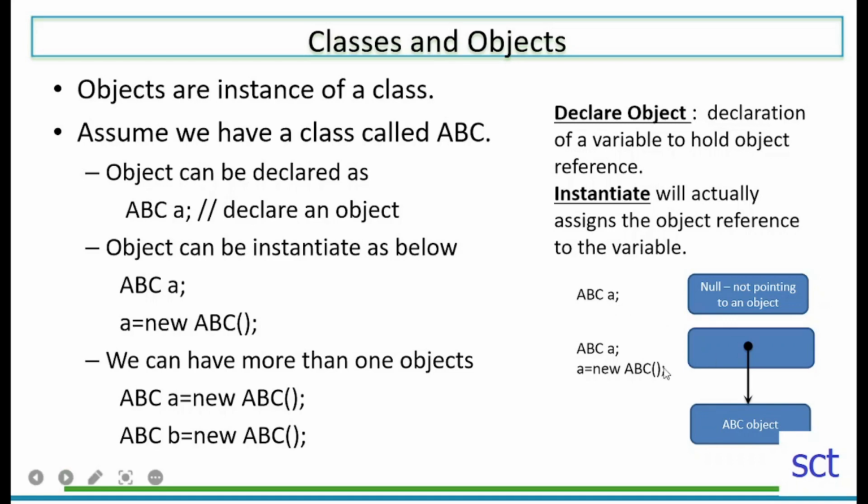So after saying A equals new ABC, A will have the address pointing to the ABC object. That's why objects are called instances of a class. Here we are creating the instance by saying new ABC.